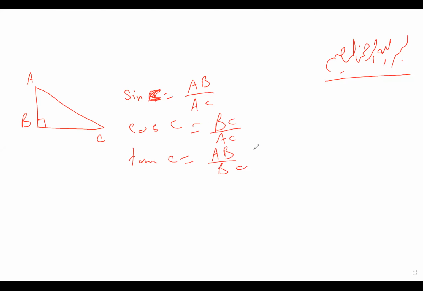Again, sine C, this angle, equals opposite over hypotenuse, and cosine of this angle is adjacent over hypotenuse. And tan C equals AB over BC, which is opposite over adjacent, and the tan represents the slope at this angle, meaning the slope of this line at this angle. Okay.